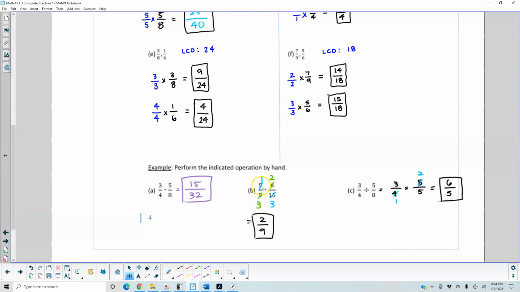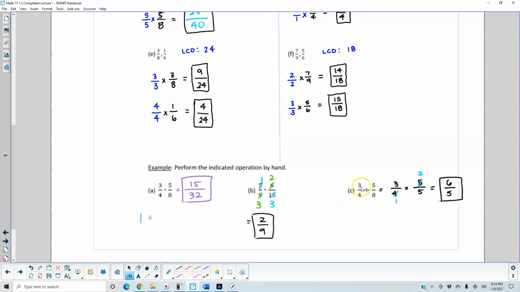The next example is 5 over 9 times 6 over 15. Well, 5 goes into 15 3 times, so the 5 becomes a 1 and the 15 becomes a 3. And the 6 and 9, we know that 3 goes into both of those numbers, so 3 goes into 6 2 times, and 3 goes into 9 3 times. So in the numerator, we have 1 times 2, which is 2. In the denominator, we have 3 times 3, which is 9.